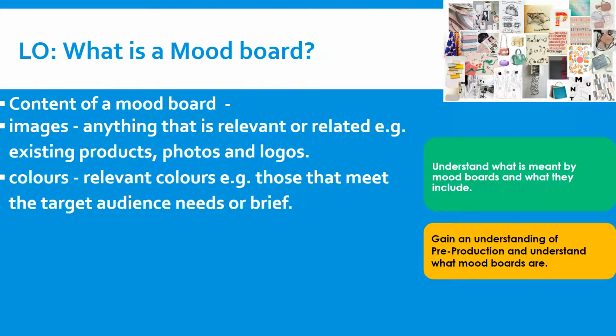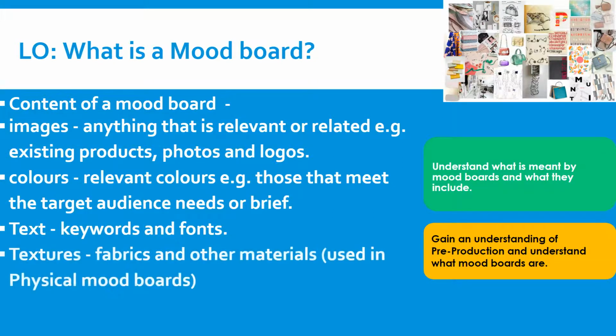Colours, relevant colours. And what we mean by that is those that meet the target audience. So if it's aimed at children, you wouldn't use dark colours, you'd probably use more bright colours, or colours that meet the client brief. If they give you specific colours, make sure you're putting those into the mood board as well. Text, and by that I mean keywords and fonts. So if it's about saving the world, you might have planet or saving the earth as some keywords, and you put that in different fonts as well. Textures, fabrics, other materials. These are normally used in physical mood boards rather than computer-based ones.